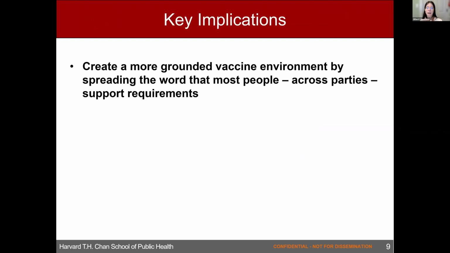So from a practical perspective, what do we think about? One, I think we can help create a more grounded vaccine environment by spreading the word that most people across parties support requirements, and seeing that there are some issues that are more bipartisan, more nonpartisan than we think. It's in a lot of elected officials' interests to say that we are more divided than we are, but we really are more united as a country and as people.